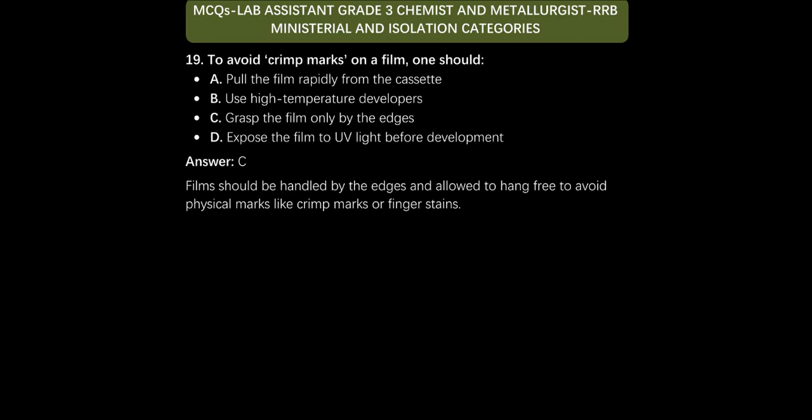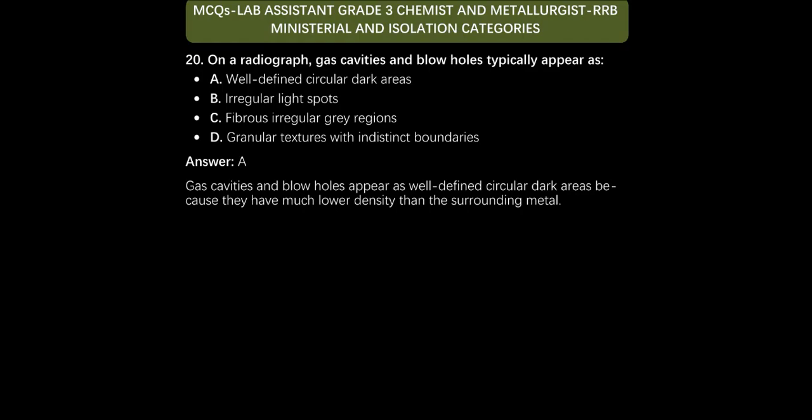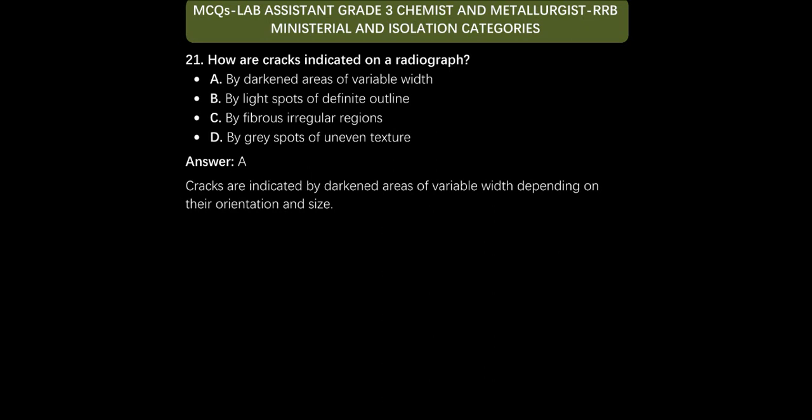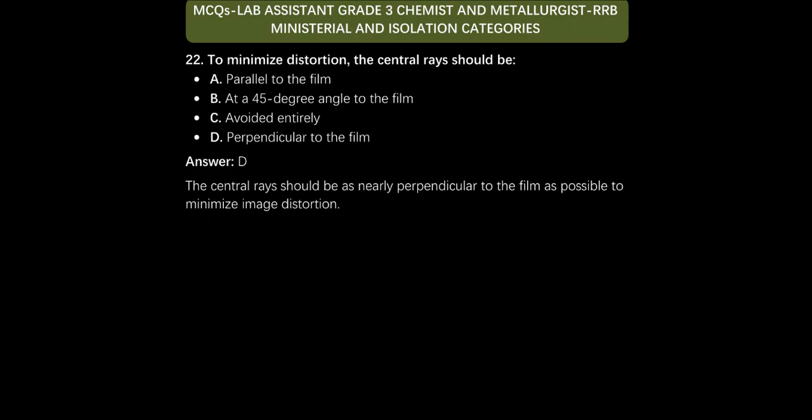To avoid crimp mark on a film, one should option C, grasp the film only by the edge. On a radiograph, gas cavity and blowholes typically appear as option A, well-defined circular dark areas. How does a crack indicate on the radiograph? Option A, by darkened areas of visible width. To minimize distortion, the central ray should be option D, perpendicular to the film.